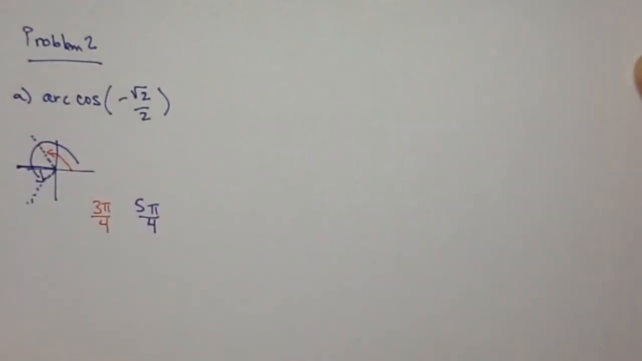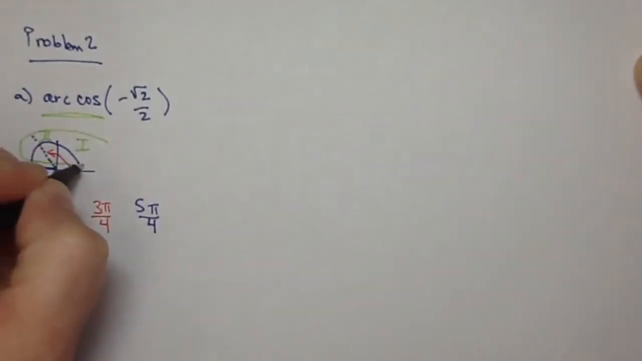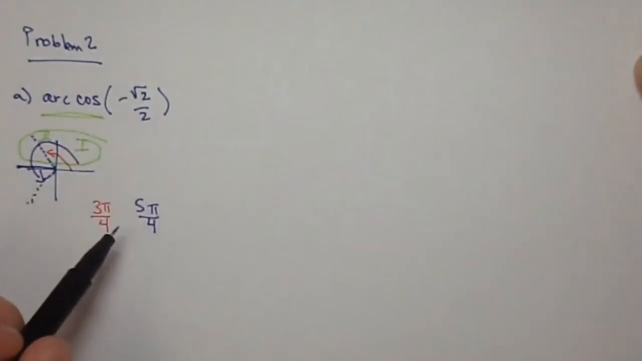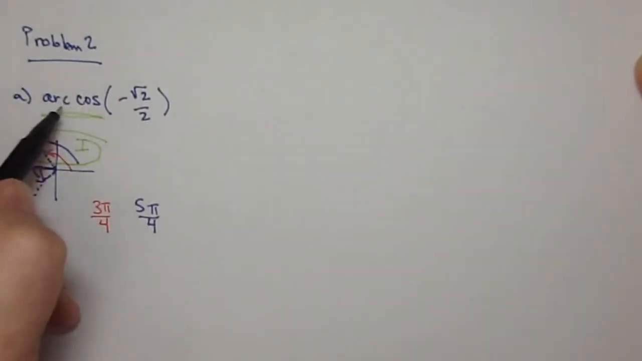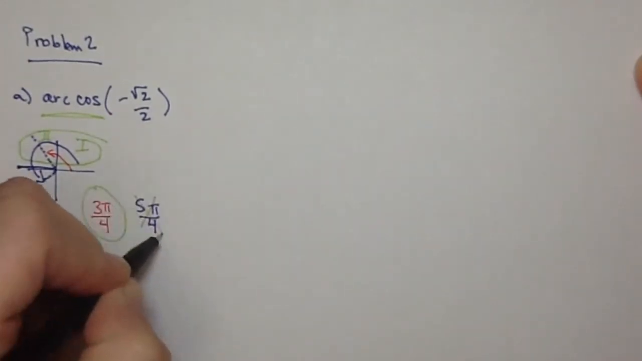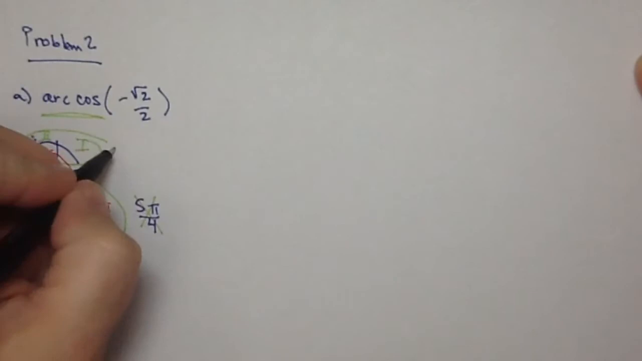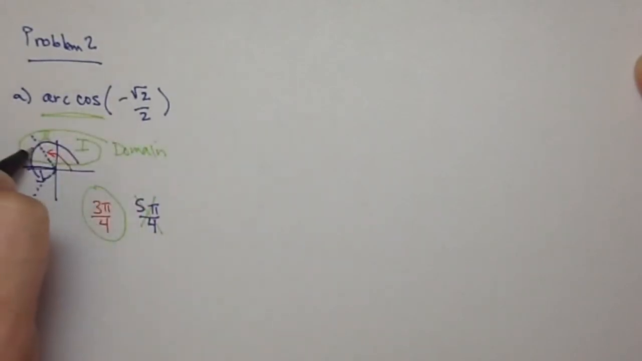Now guys, you've got to remember at this point, when you're dealing with arc cosine, the domain of arc cosine is only quadrants 1 and 2. These are the only ones that are allowed. So even though technically 5 pi over 4 is an answer, because of the domain, we only choose this one, 3 pi over 4. So remember, the domain of the arc cosine is quadrants 1 and 2.